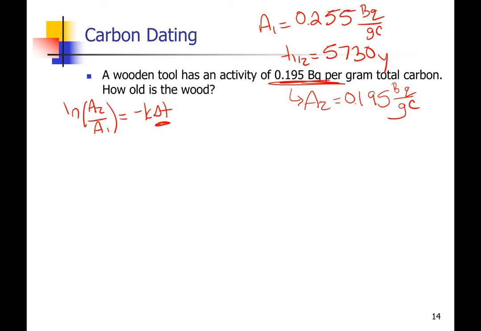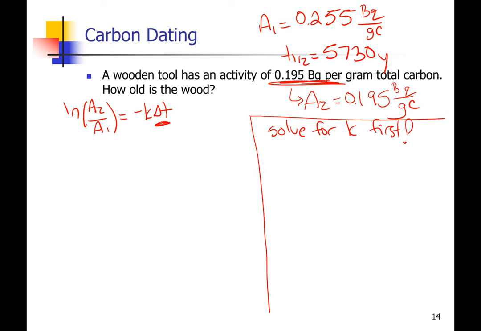I have A2 and I have A1, but I don't have k. I don't have my decay constant. So I'm going to have to solve for it. But that's okay, because I happen to have the half-life, and I know I can very easily get the decay constant from the half-life. So over here, I need to solve for k first.